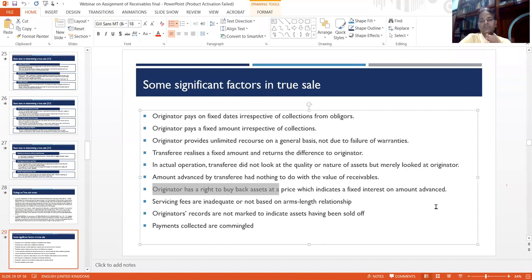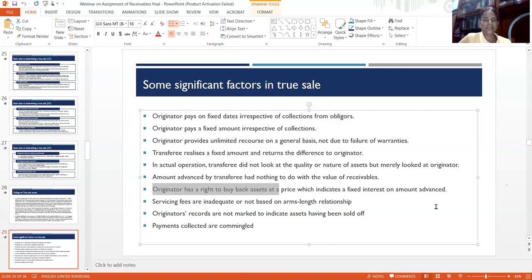Next one I'm going to say is extremely important, and I'm sure this is going to be offensive for some people in the room because this is a practice that a lot of people have in the country. Servicing fees are inadequate. I have transferred receivables. I still continue as a servicer. I'm servicing what? Am I servicing my asset now?